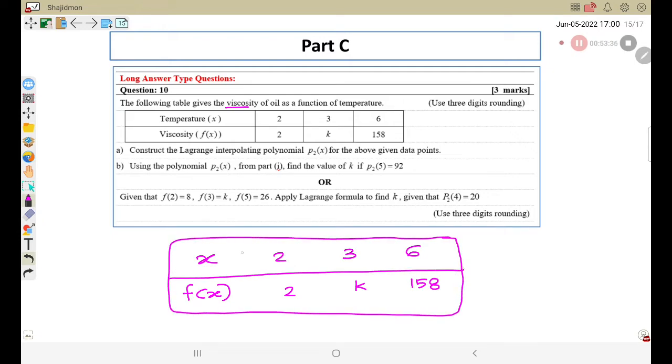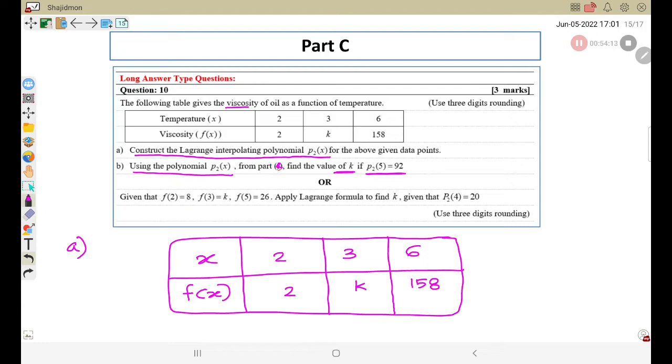This is the A part, okay. Now, what is the question? Construct the Lagrange interpolating polynomial P2 of X. Construct a P2 of X, a second degree Lagrange interpolating polynomial for the above data. P2 of X we need to calculate from here. Then after that, using P2 of X, the polynomial from part A, find the value of k if P2 of 5 equals 92. This is the question.